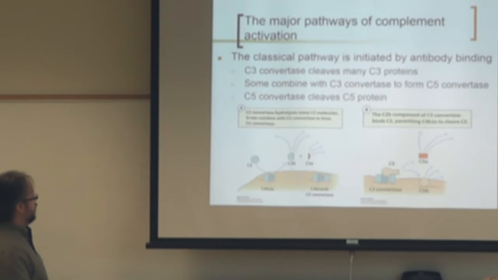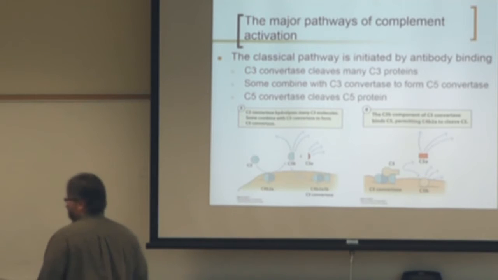And so once you get C5 convertase, that C5 is going to get cleaved into C5b and C5a, and C5a will go off. And C5b will now be involved in producing that MAC.